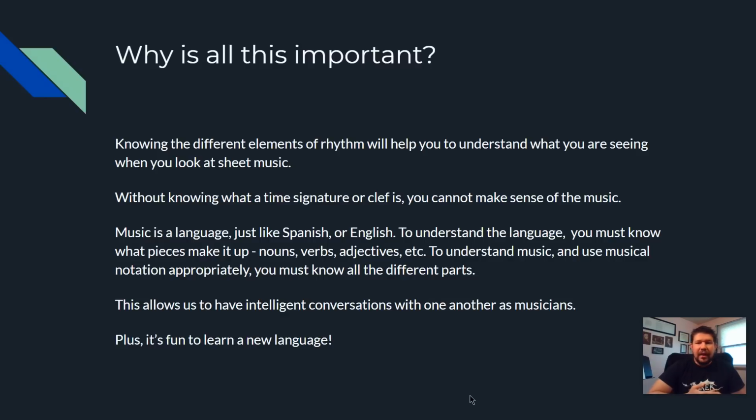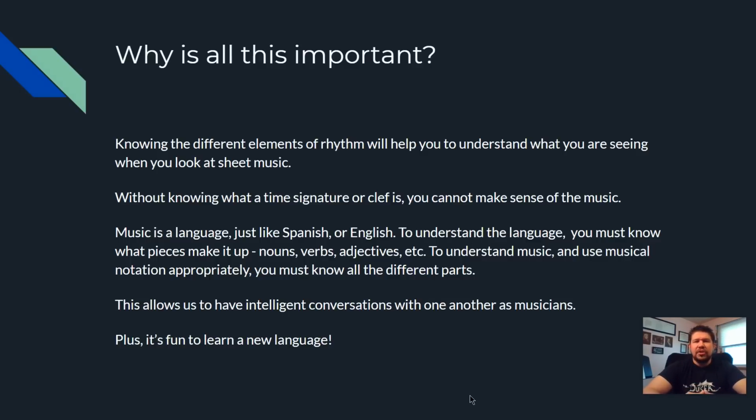Now, in this class, we don't just do all rote teaching. Rote means that I would say it and then you would say it back to me. We use real music, real sheet music with notes and rhythms and all the different things that we're talking about right now in the course of this class. So, without knowing what any of these things are, you can't really make sense of the music.